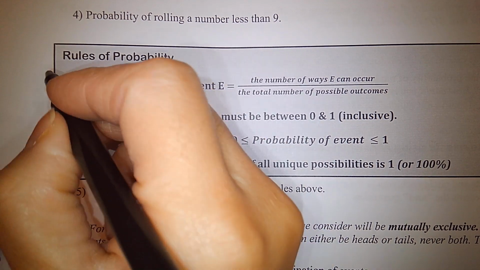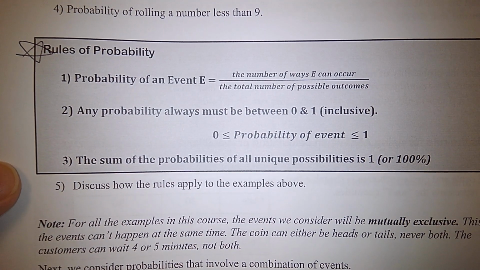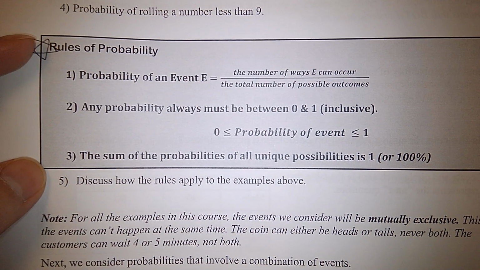Now these are the rules of probability. I'm going to ask a volunteer to read this entire gray box. Whose turn? Leila?